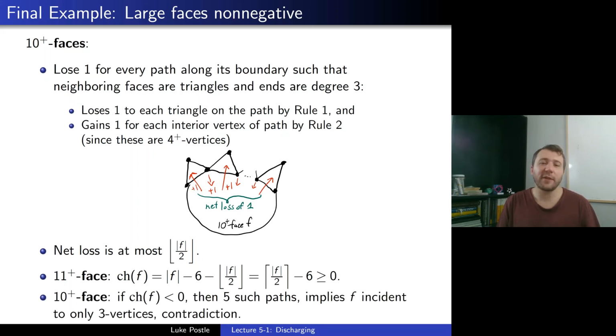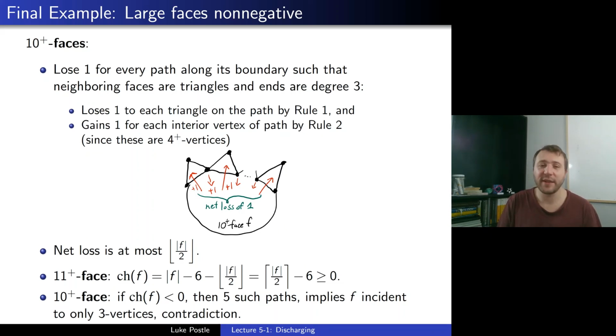Well, the 10 face, you go through that argument, they would have charge initially of 4, right? F minus 6, 10 minus 6, that'd be 4. And so if they only lost 4, if they only had 4 of these bad paths, then we'd be fine, we'd have 0. So they have to have 5 such bad paths, which are triangles with the ends being degree 3. But think about what that means. They're disjoint, so I only have 10 vertices, so each such path is just a triangle by itself, and the ends of that path are degree 3. That means all of the vertices incident with my 10 face are actually degree 3. And so that is a contradiction, because we get a 10 face that is incident to only 3s. Contradiction. And so that concludes our proof of the proposition.